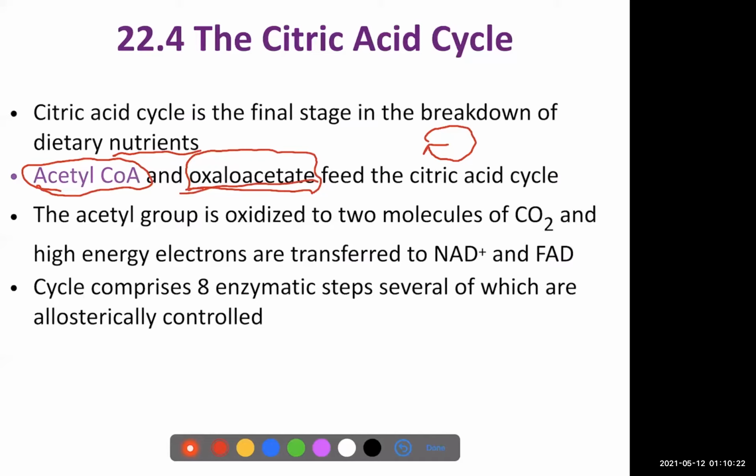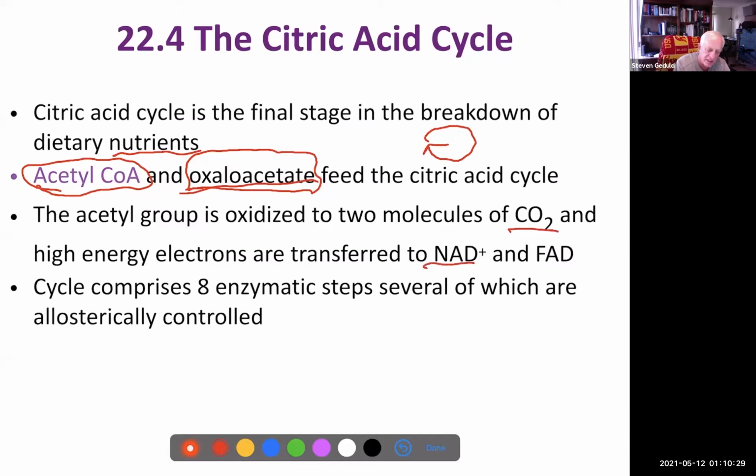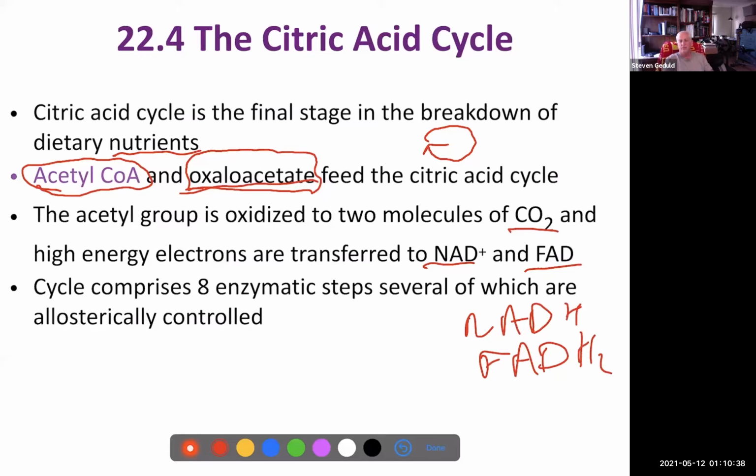So the acetyl group is oxidized to 2 molecules of carbon dioxide, completely oxidized. High energy electrons are transferred to NAD plus and FAD, where they become NADH and FADH2. Okay, and those are going to produce a certain amount of ATPs from that reduction also.